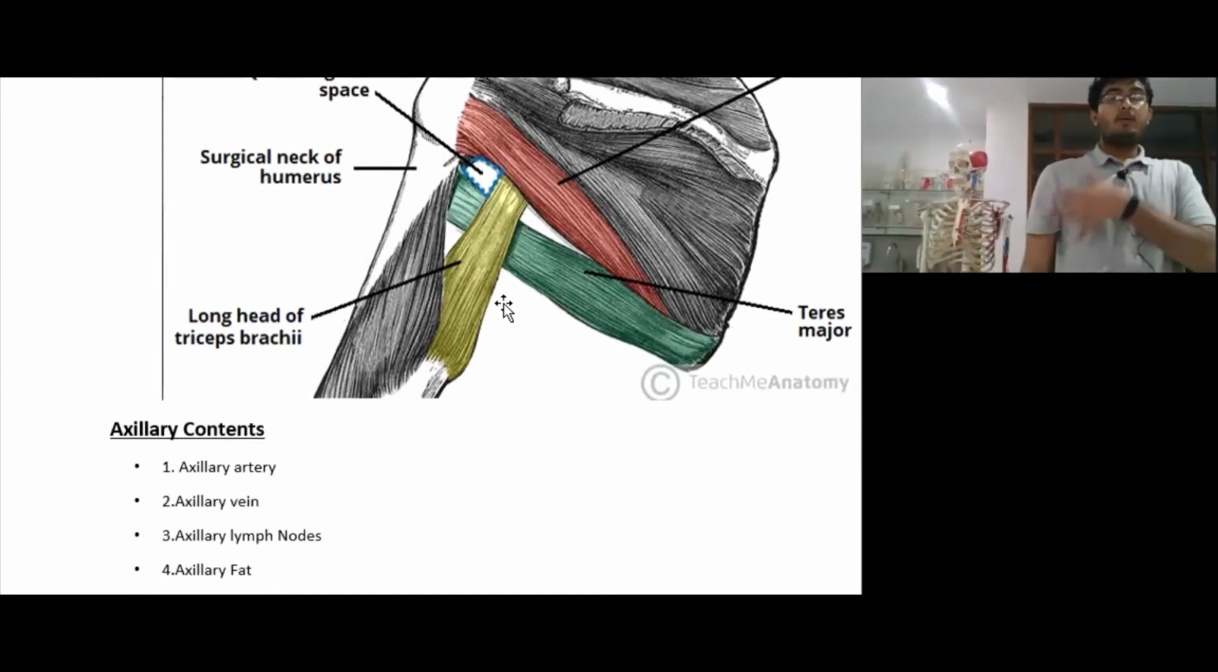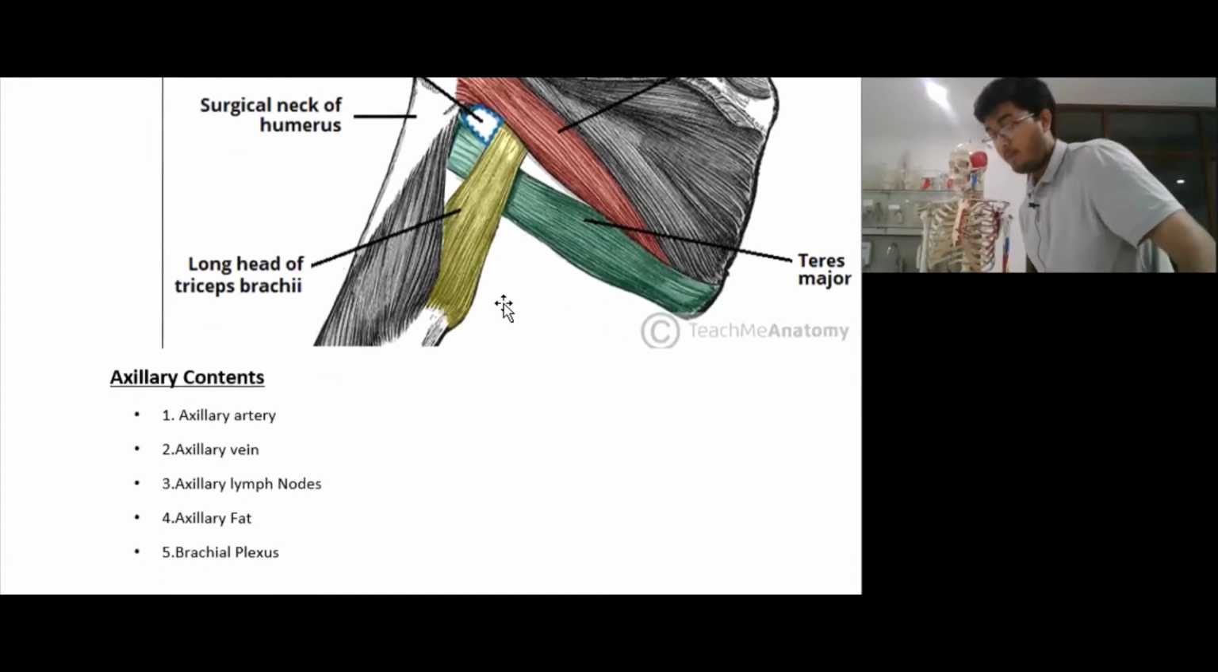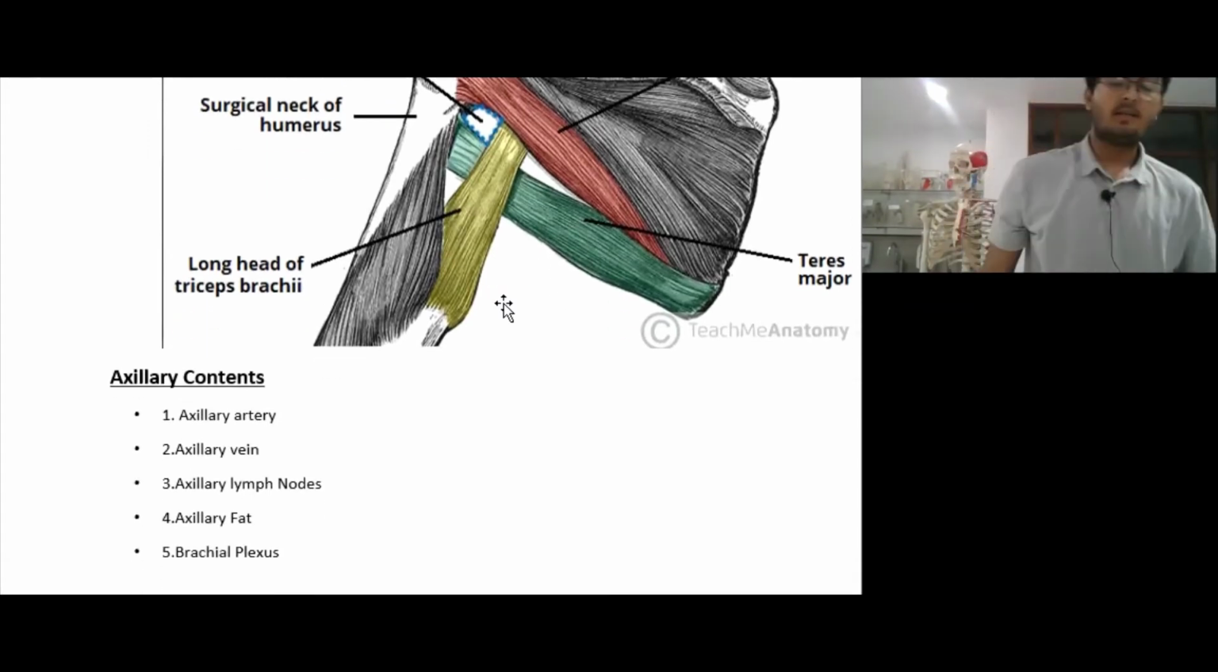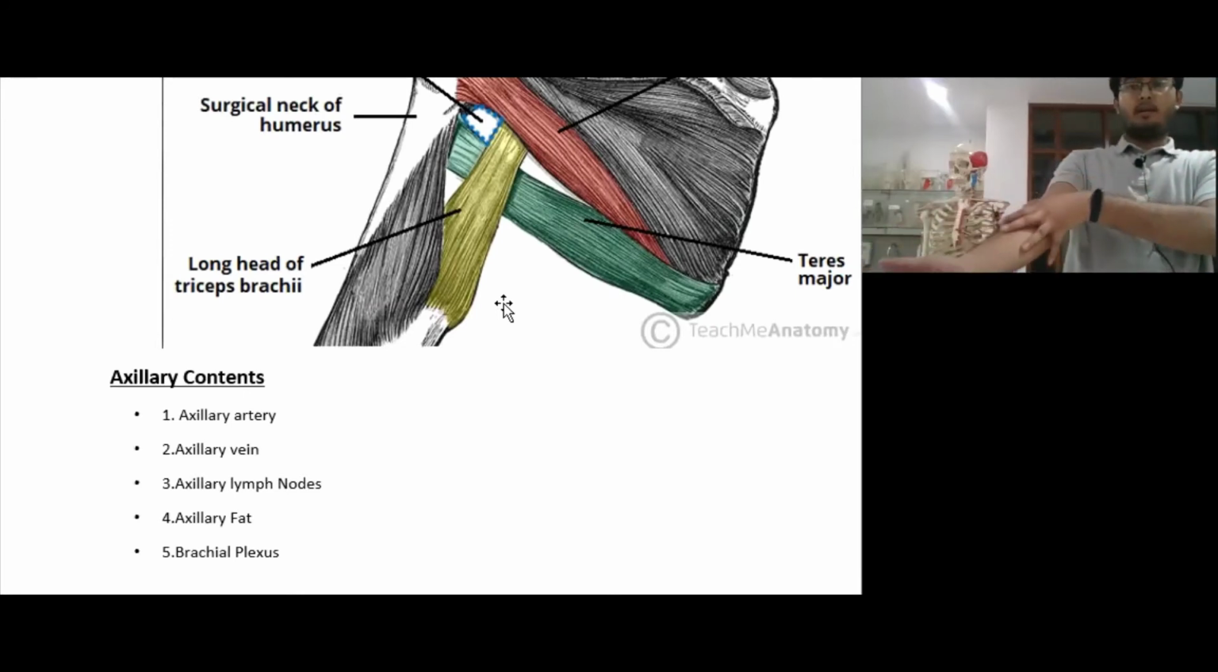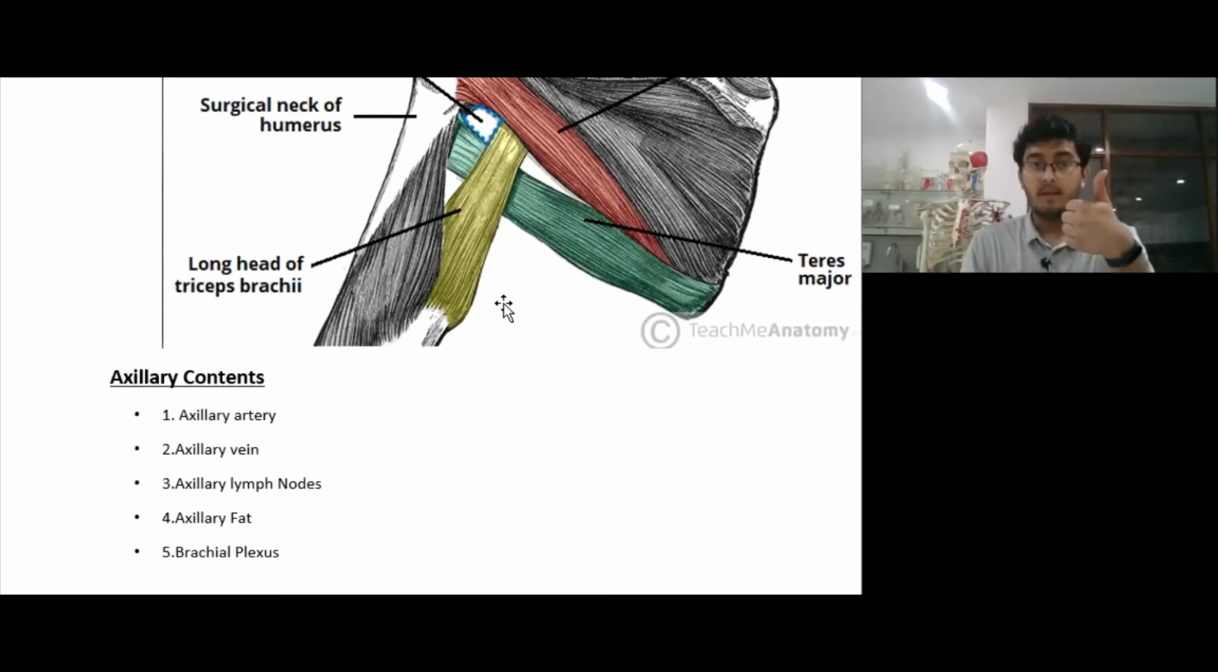So we have talked about the axilla. Let's talk about what the axilla actually contains. It's really easy to understand, since the muscles and all the structures of our arm need blood vessels. All of these blood vessels are coming from the neck and going down from the axilla into our upper limb. So the first content that we'll talk about is the axillary artery, then the axillary vein, along with axillary lymph nodes, fat, and perhaps the most important thing, the brachial plexus. That will have a class video on its own.